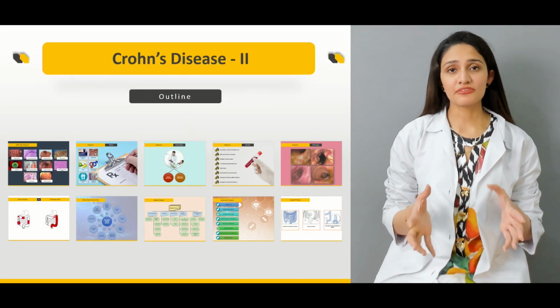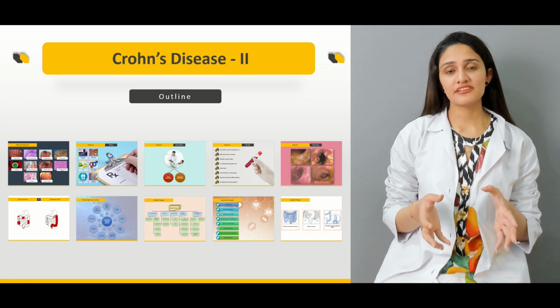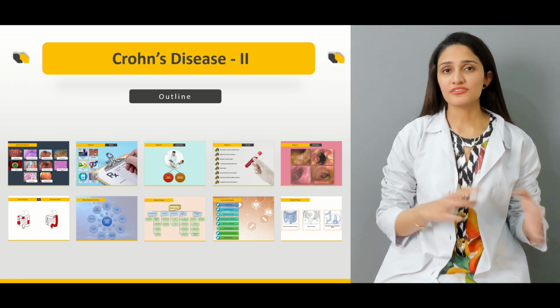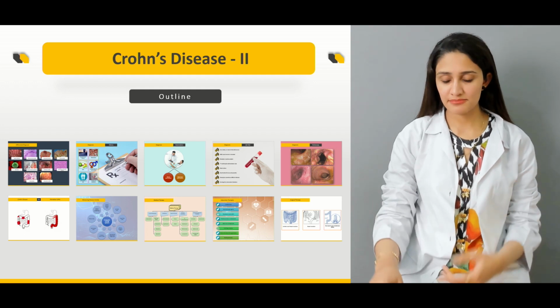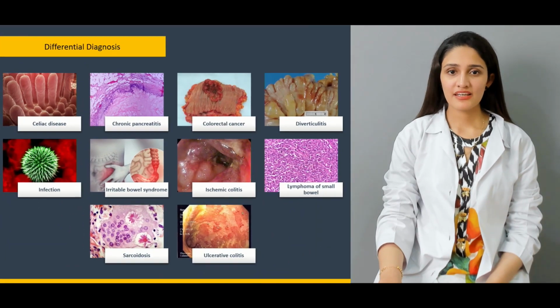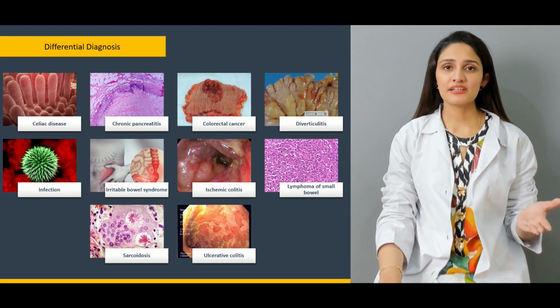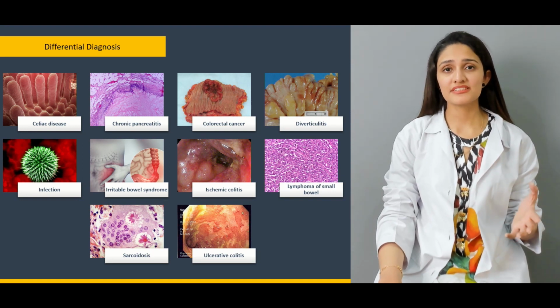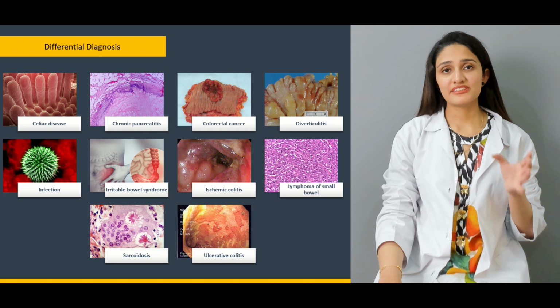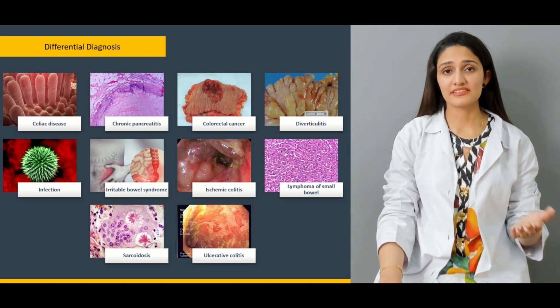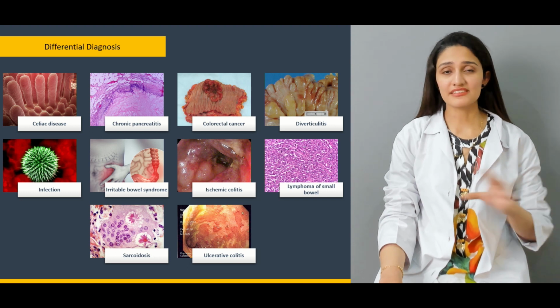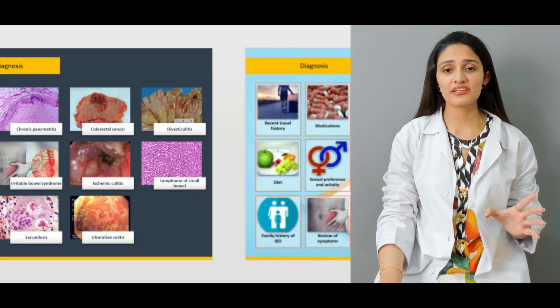So this is an outline of the Crohn's disease that we'll be studying today. It consists of differential diagnosis and different types of investigations and treatments. So firstly, we'll be studying the differential diagnosis. As you know, every disease starts with ruling out other diseases. So this is the differential diagnosis. This is the list of the diseases that we'll be talking about.